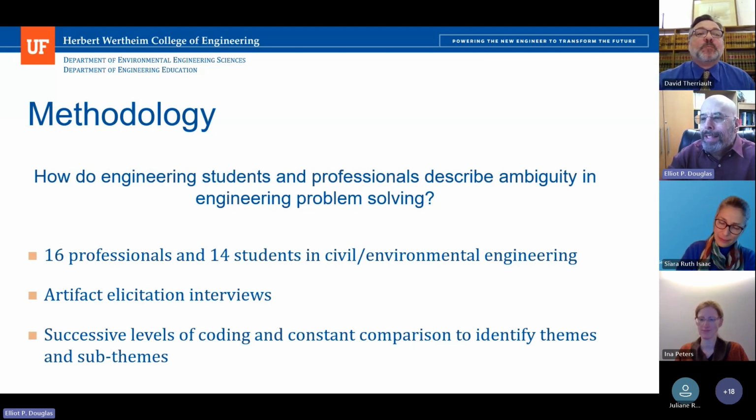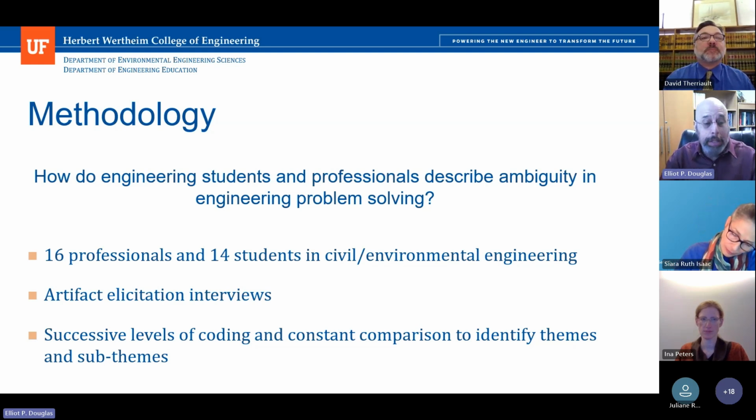And we wanted to move past that and try to understand what it is. So we created this project to try to understand how both engineering students and professionals describe ambiguity when they are doing engineering problems. So we interviewed professionals and students in civil and environmental engineering. We picked that. We know, or we suspect, that our findings could be disciplinary dependent. We don't know for sure, but for now we're focusing on this single discipline.